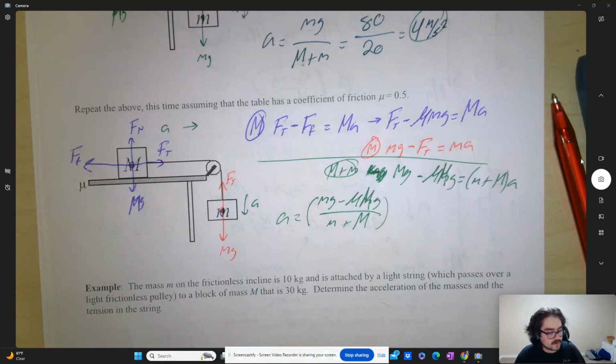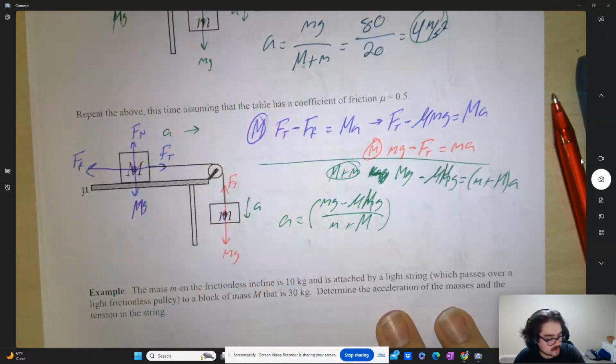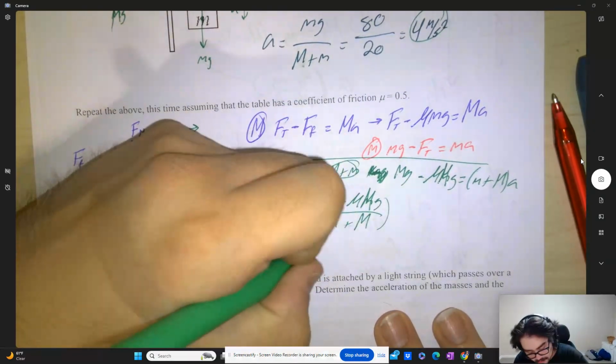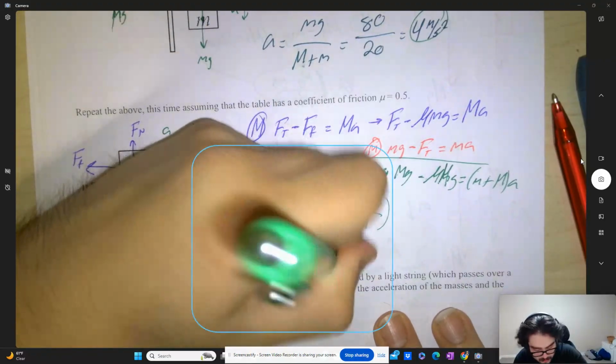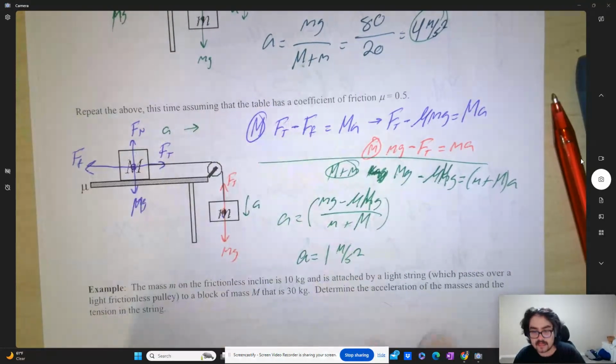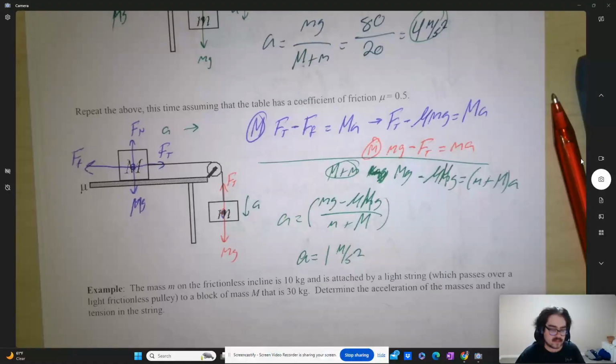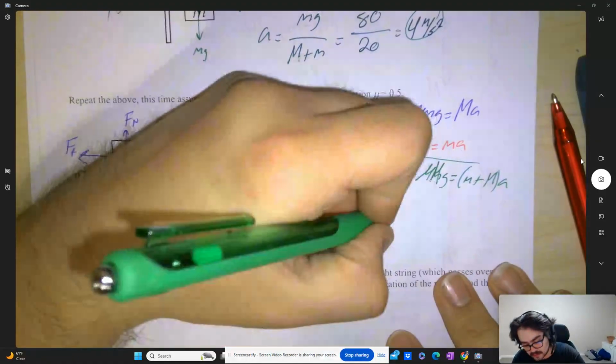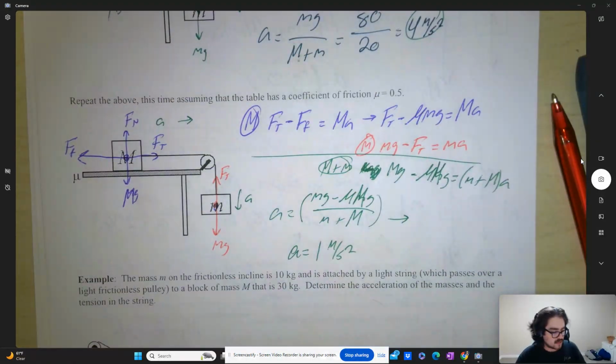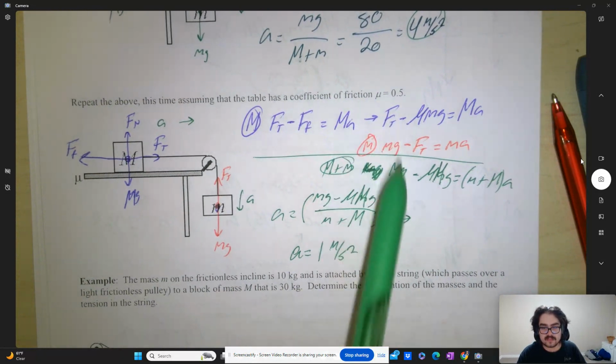And then you would actually calculate that whole thing out, and you should just kind of check yourself. It would give you about 1 meter per second squared. Kind of funny how it works out like that. And then you would plug that into an equation to get the tension, and you can pick either one of these to do it from.